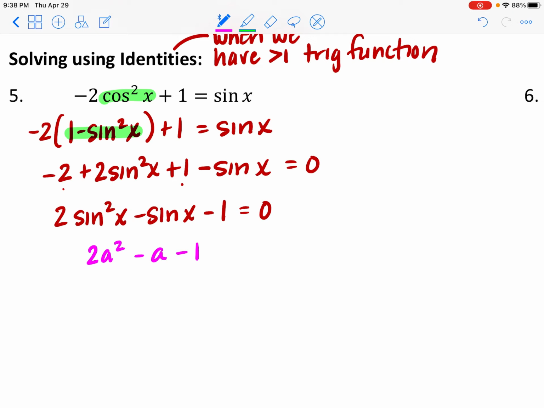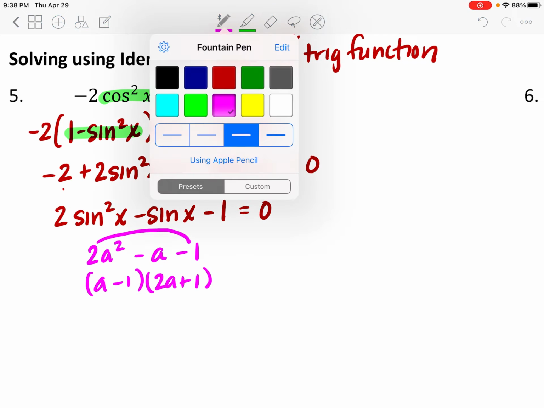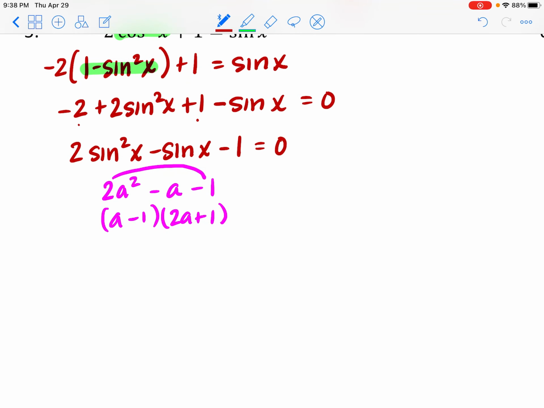If we were trying to factor that, we would be looking for factors of -2 that make -1, and then we would divide them by 2. So this would factor into (a - 1)(2a + 1). And now we can go back and say, okay, instead of a in there, we need to have sine of x in there. So this will factor into (sine of x - 1) and (twice the sine of x + 1).